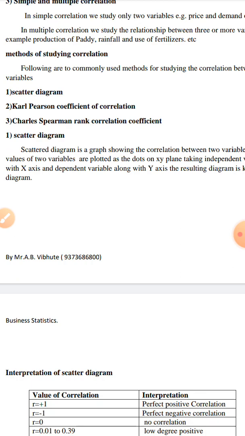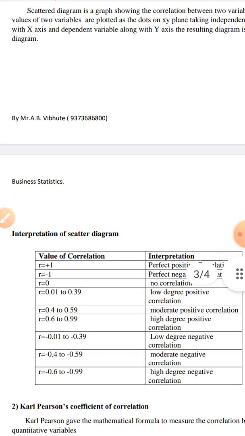If both variables are plotted on the same graph paper by taking the independent variable on the x axis and the dependent variable on the y axis, the resulting diagram is known as a scatter diagram. There are some interpretations of the scatter diagram.